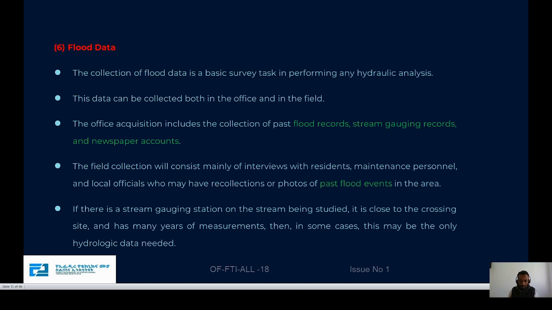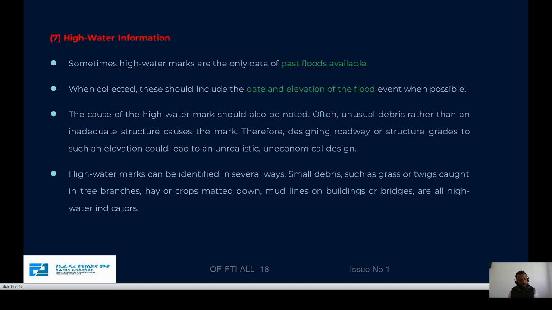In the field there will also be interviews with the residents and the maintenance persons about the maximum height of the floods occurring in past flooding events in the area, collected by interviews. High water information is also very important, so with past flooding available, when this maximum flood occurred, the date as well as the elevation of the flood events, when possible.